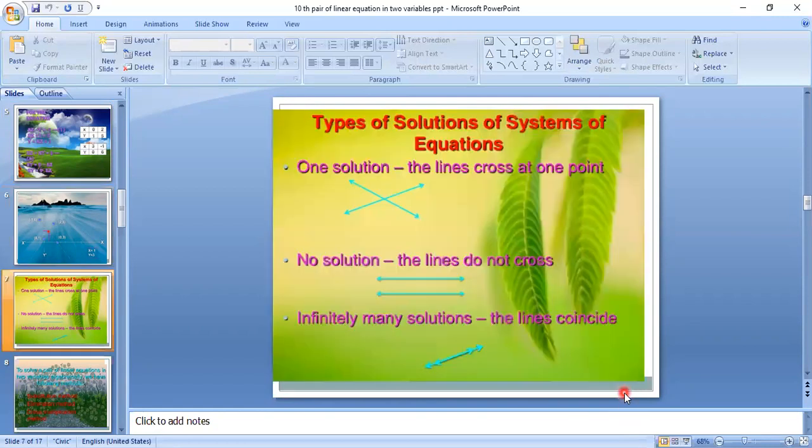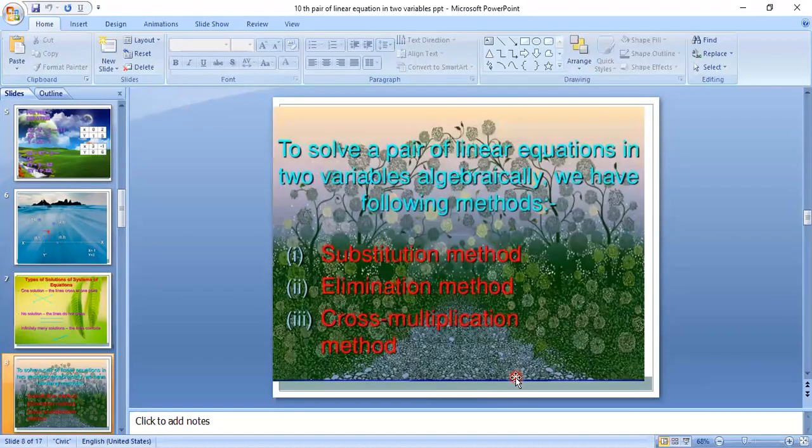This is the solution by the graphical method. Now, types of solutions of a system of equations. If there is one solution, the lines cross at one point. No solution means the lines do not cross, they are parallel lines. Infinitely many solutions means the lines coincide, one upon the other, one equation line will be upon the other equation line.